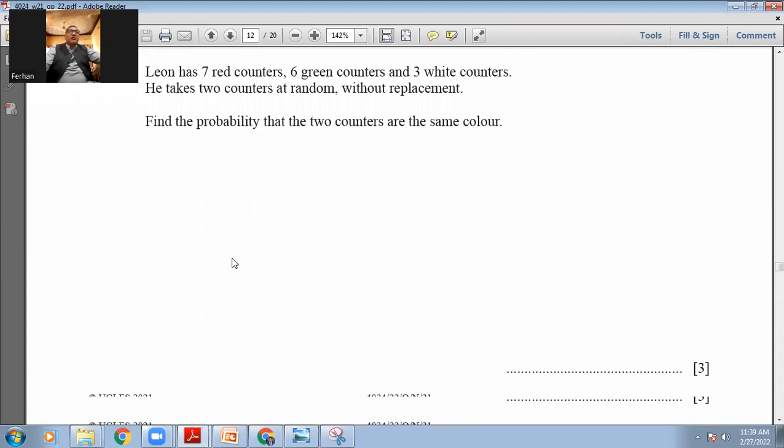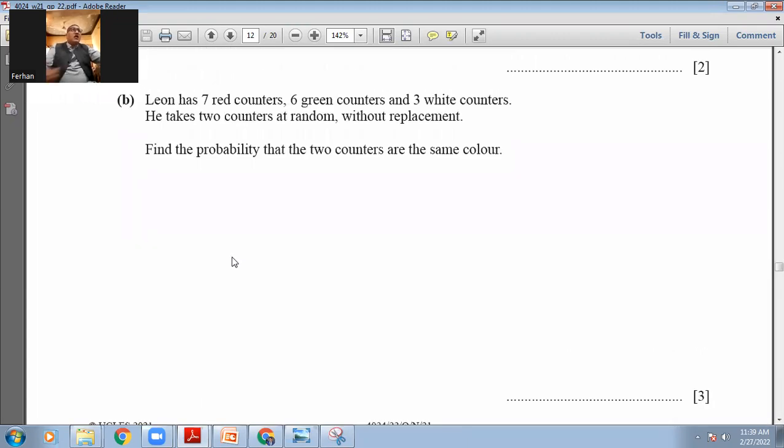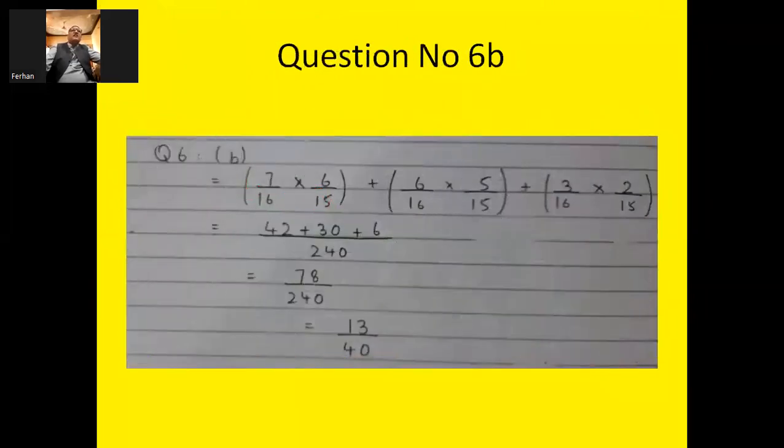Again on probability. Leon has 7 red counters, 6 green counters, and 3 white counters. She takes 2 counters at random without replacement. Find the probability that the 2 counters are the same color. It could be the probability of red, red, plus the probability of green, green, plus the probability of white, white.